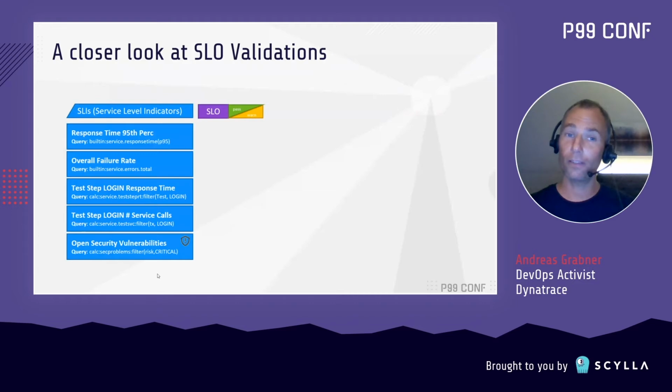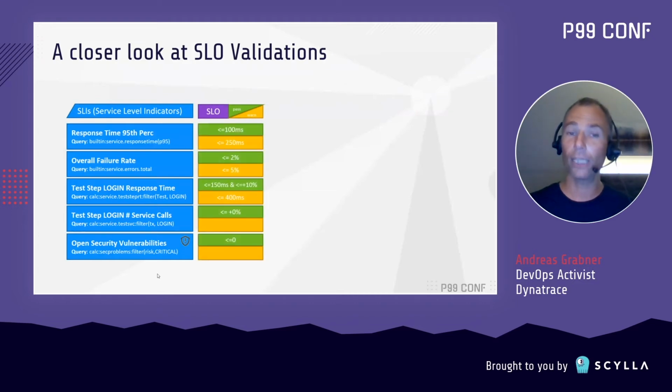Then you need to specify SLOs. SLOs are your objectives. What do you expect the metric to be in order for you to consider it completely green, like everything is good, or maybe in a warning range? With Keptn, you can exactly say what is pass and what is warning, and you can either specify absolute values, like the 100 milliseconds you see here, or relative values, like for the test step login number of service calls, where it says plus 0%. This means Keptn will make sure that this metric does not increase at all compared to the previous build.